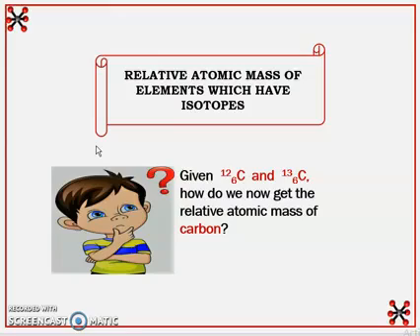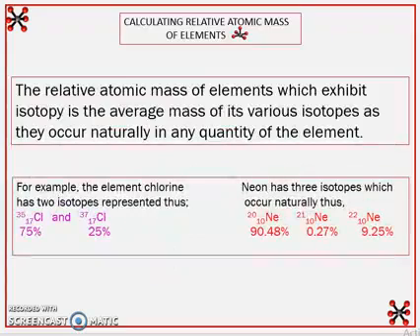To avoid that confusion, scientists brought out a means to calculate the atomic mass of elements that exhibit isotopy, a means of getting a single mass that will represent a particular element that has isotopes. And that is what we call the relative atomic mass of elements which have isotopes. That is the topic of discussion today. How do we calculate the relative atomic mass of isotopes?